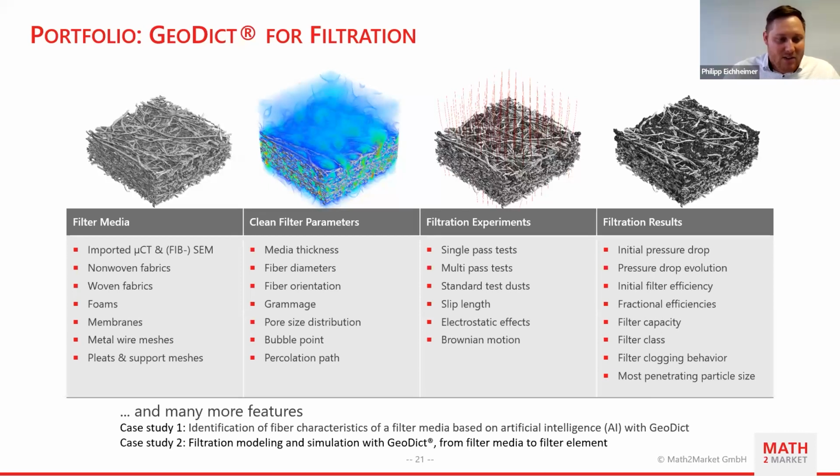Some of the case studies I mentioned: one case study is the identification of fiber characteristics of a filter media based on the artificial intelligence tools I mentioned. This is a study of my colleague, Andreas Grieser, who pre-trained a neural network and shows here the application and the comparison with the measurements. And the second case study is what I already mentioned, the transform from the filter media to the filter element, which are the challenging parts of modeling and simulation, which is now optimized in the newest version of GeoDict.